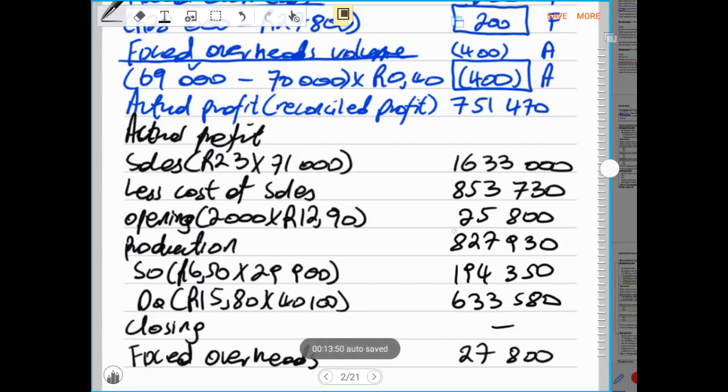So we have our production, which is made of the two materials, and the closing. Just take note of the production cost.